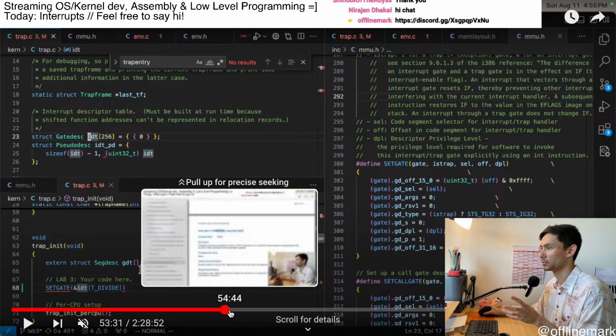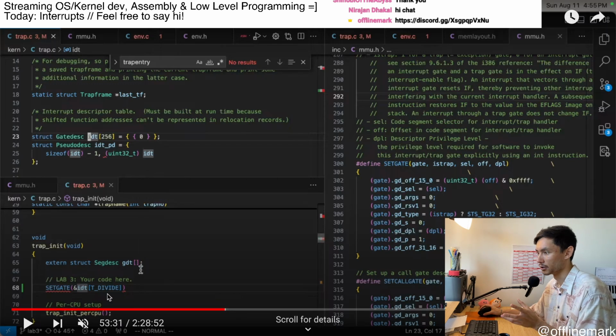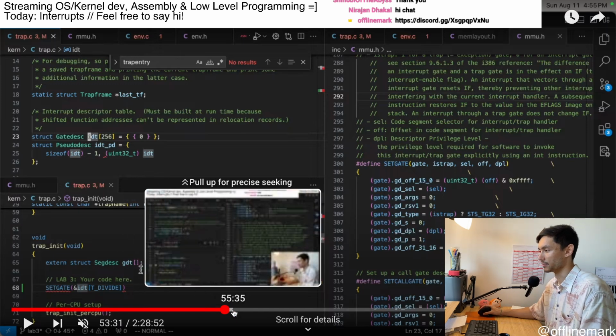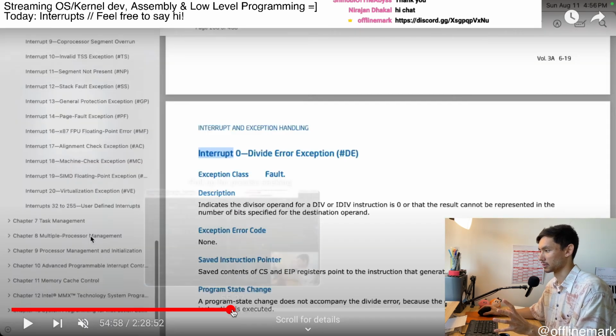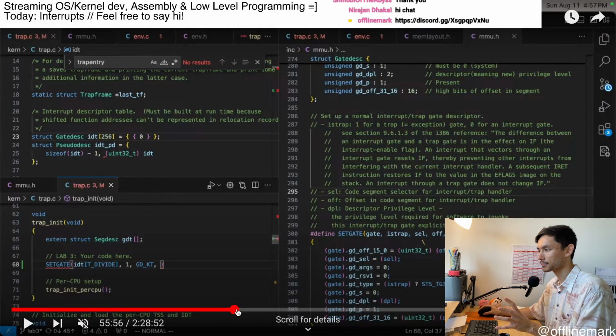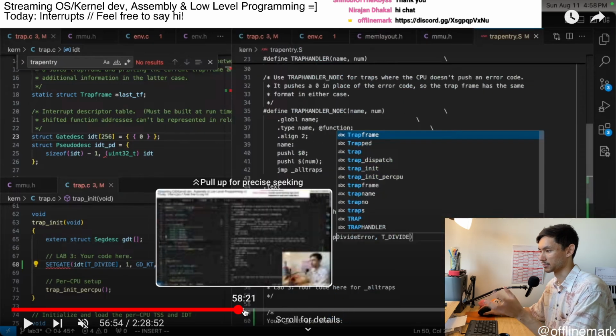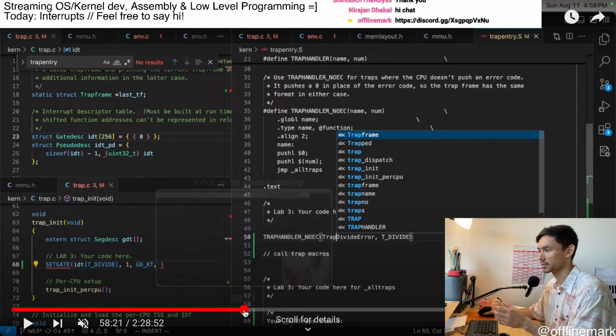And then now I try to start coding. One of the first things to do is actually start to set up the IDT. I'm going for as simple as possible, going for the divide by 0 exception to start off with. So I'm setting up the interrupt descriptor for that, and that basically just looks like calling the macro with a couple of different arguments. That's around the 1 hour mark, 56 minutes.